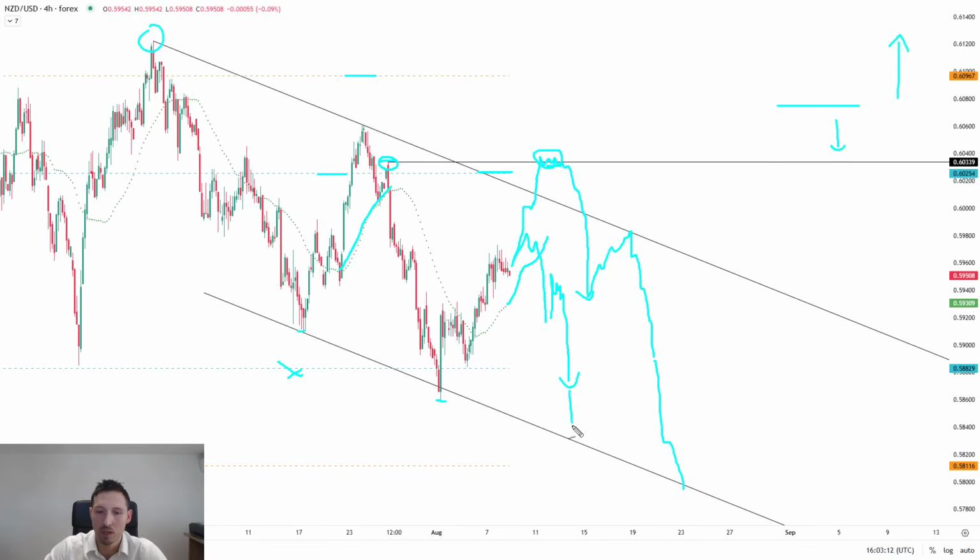Maybe you could target the bottom of the channel, but it's quite deep in the buy zone next week. So to me, that's quite an ambitious profit target. The more conservative profit target for shorts with roughly a 70% expectancy is the 0.58829. So that's what I'm going to be looking for next week primarily.